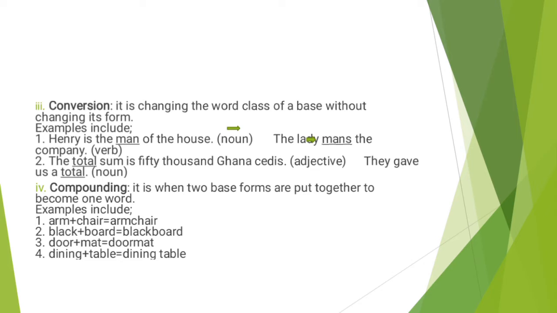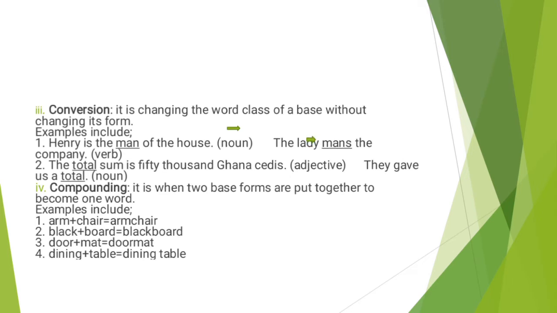So the next one is compounding. Compounding is when two base forms are put together to become one word. Examples include arm plus chair, armchair. We have blackboard, doormat, dining table. With these examples, it's clearly seen that it's a combination of two base forms, and they have been put together to become one word. So this is compounding. In simple terms, compounding is when two base forms are put together to become one word.